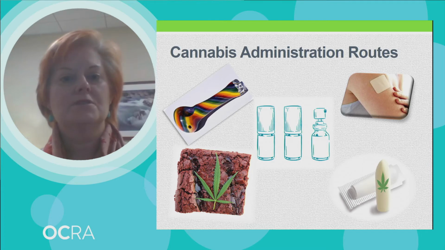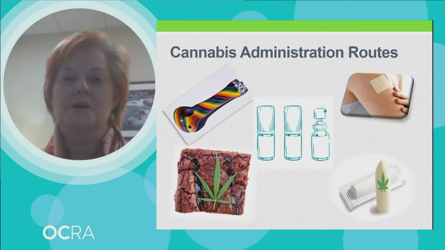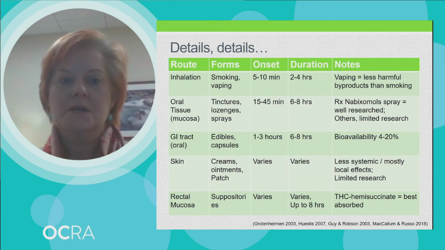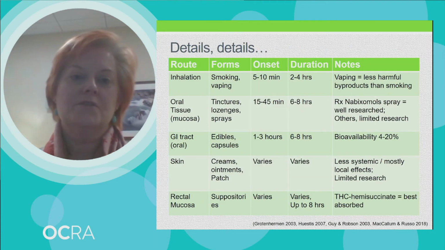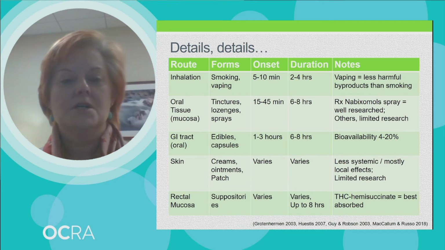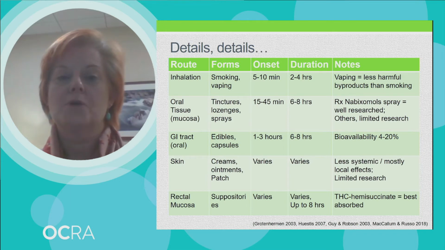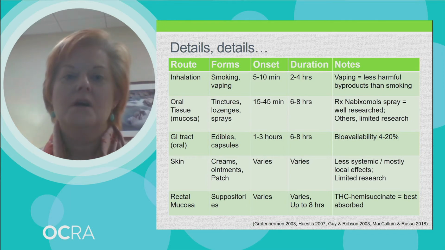So I want to switch gears and tell you a little bit now about various administration routes that people use for cannabis. And the devil is in the details, right? So the first route would be inhalation. We're taking it in via the lungs. The forms of that are smoking or vaporizing the cannabis.